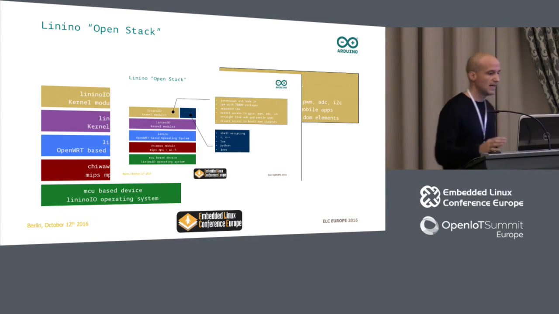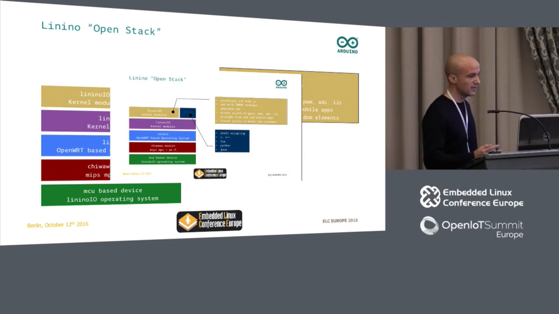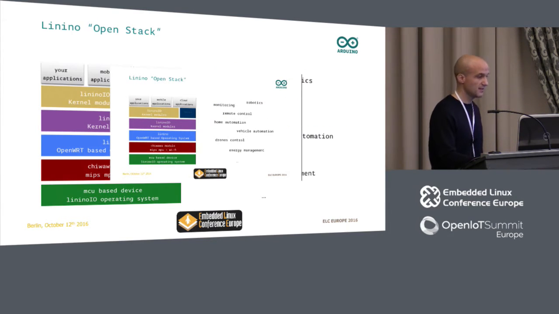And then another higher level approach of LininoIO, in which you see that we can use JavaScript and Node.js and NPM with more than 70,000 packages just to write your software. And also, of course, you can mix them with the direct access to the MCU devices. And then, finally, the highest layer, just your application, mobile application, cloud application to deploy to the board and to the cloud.